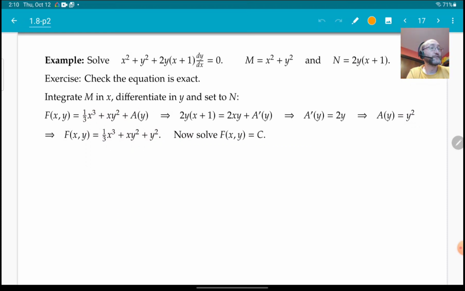Now, to solve the equation, if we write the equation like this, we're basically thinking of y as the dependent variable and x as the independent variable. So we're trying to solve for y in terms of x, and this is basically the level sets, the places where f is constant. Those are giving us the solutions.